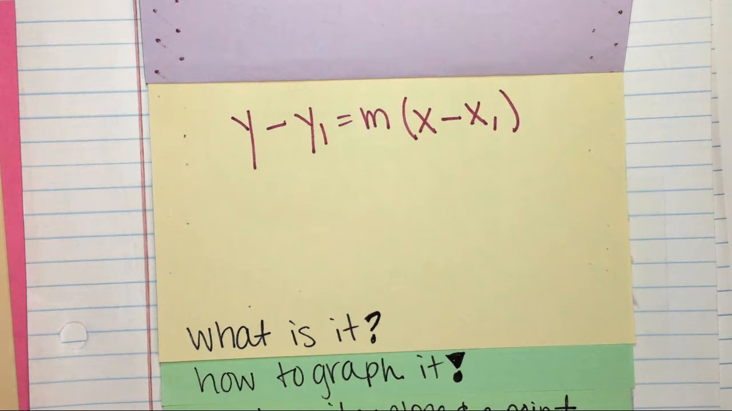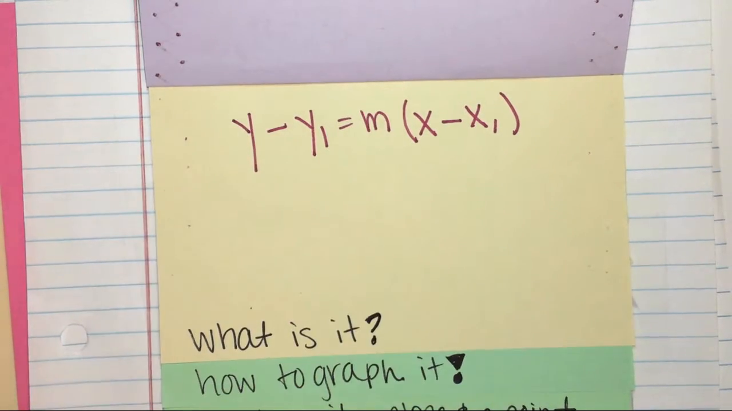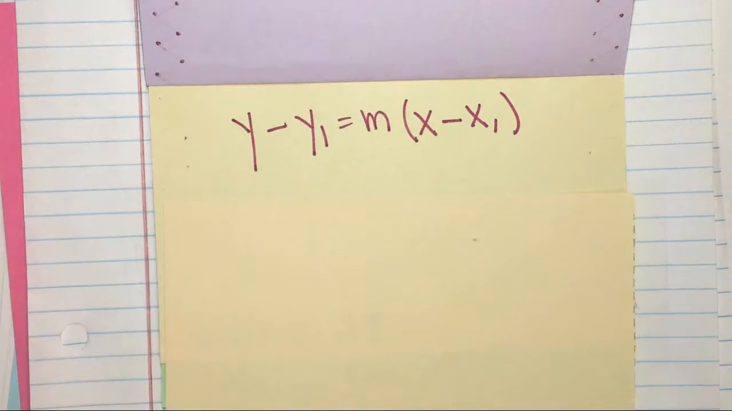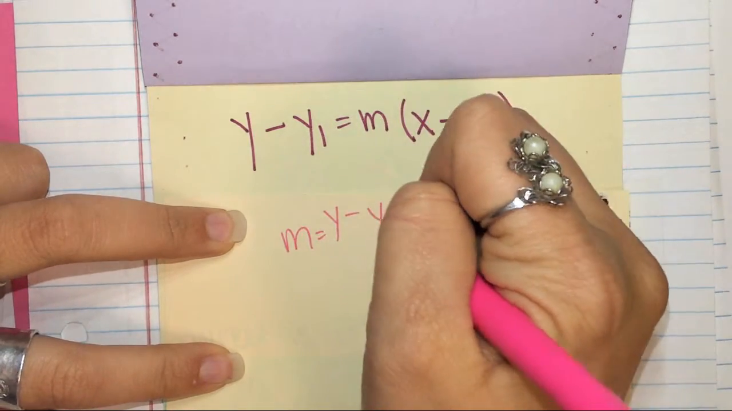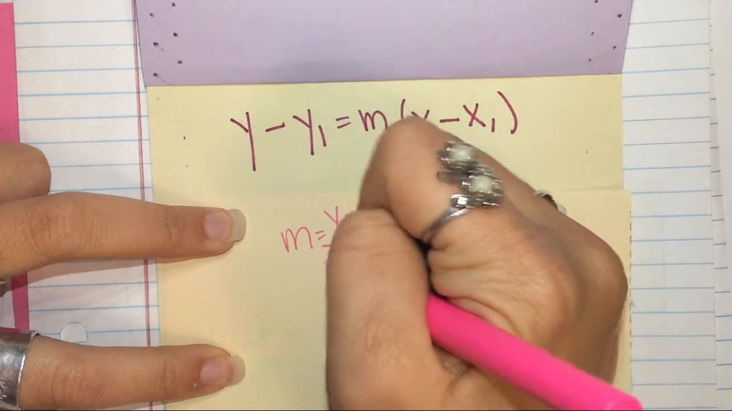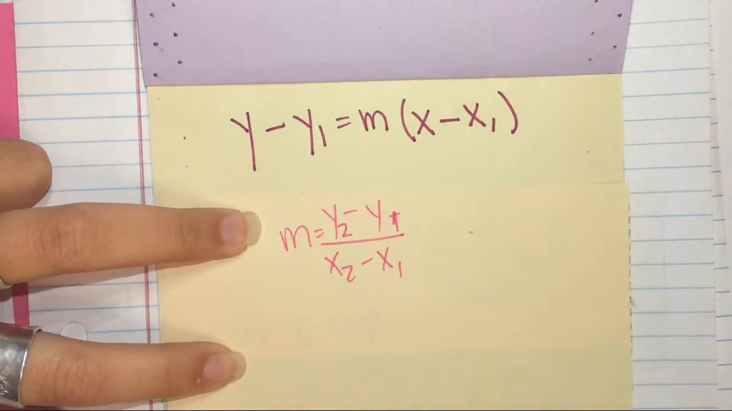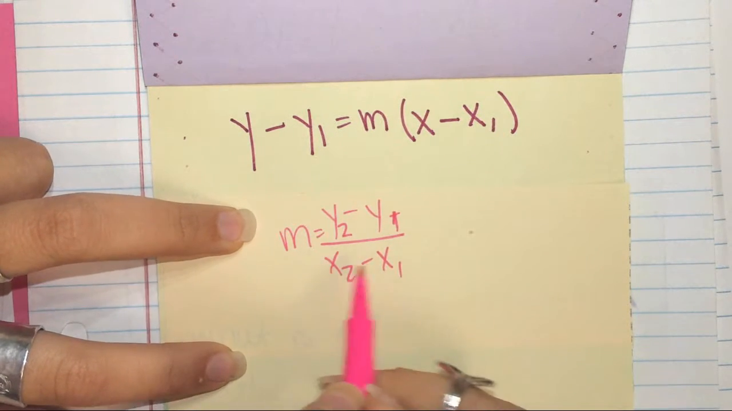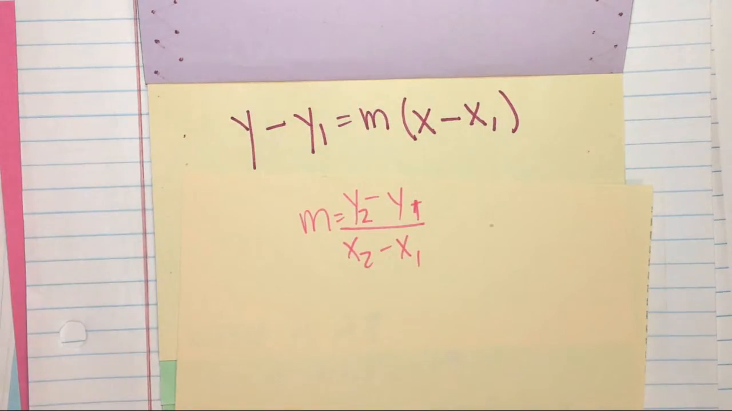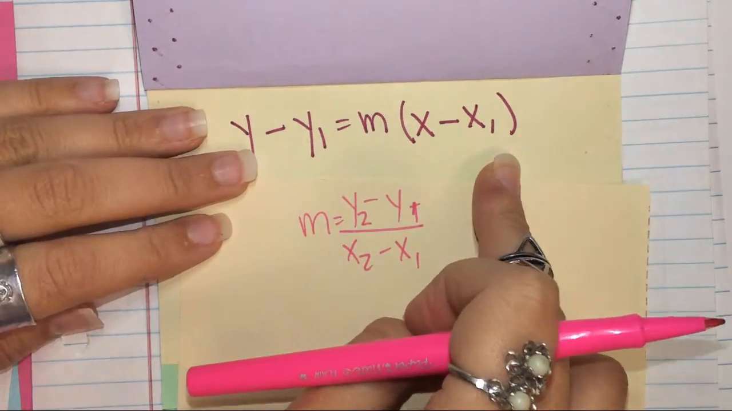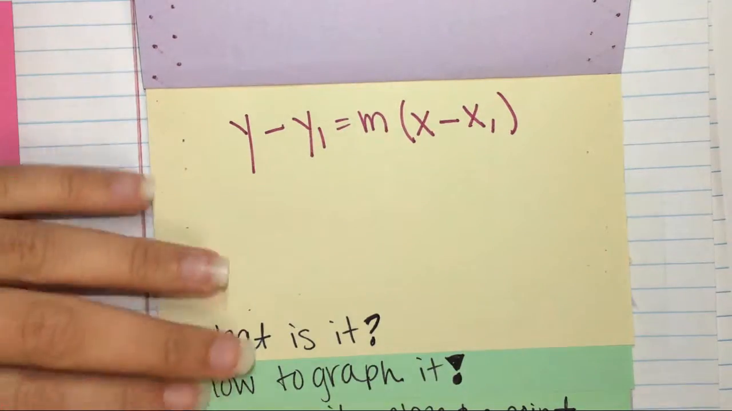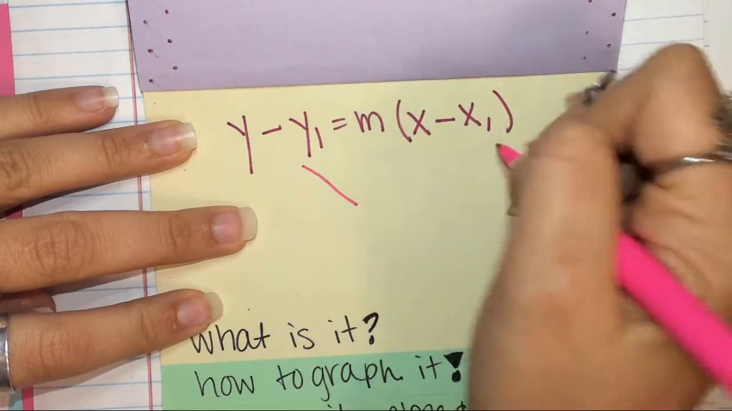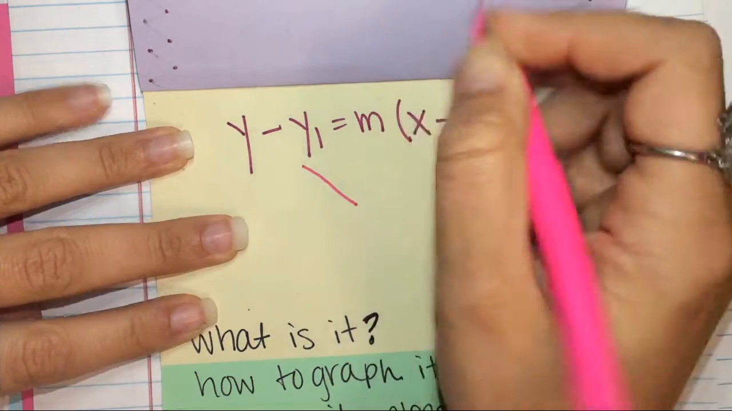So really what point-slope form is, if you take slope, which was, don't write this, slope formula was y2 minus y1, divided by x2 minus x1, right? All they did was multiply both sides by x2 minus x1 to get the parentheses, and that makes point-slope form. That's it. That's where it comes from, the slope formula. So y1 and x1 are a coordinate.